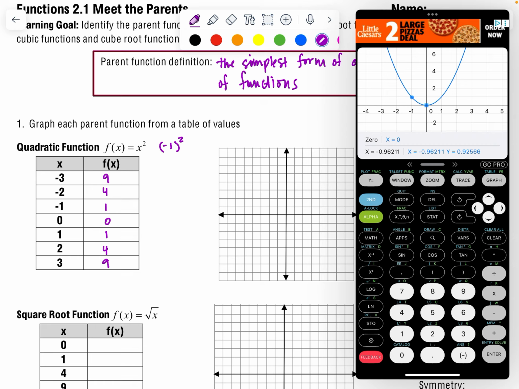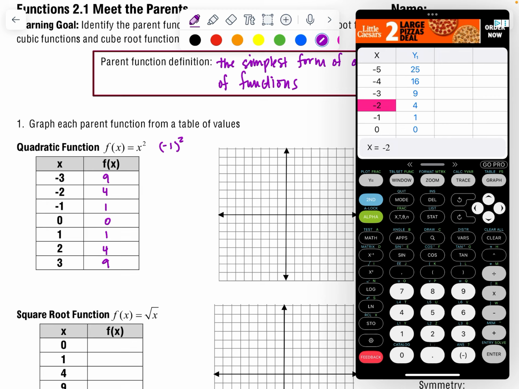You could also see this on your graphing calculator. So you see in the top right corner, right above the graph button, it says table. Since it's in blue, you could hit the second button and then hit graph. And then you could see all of the table of values.